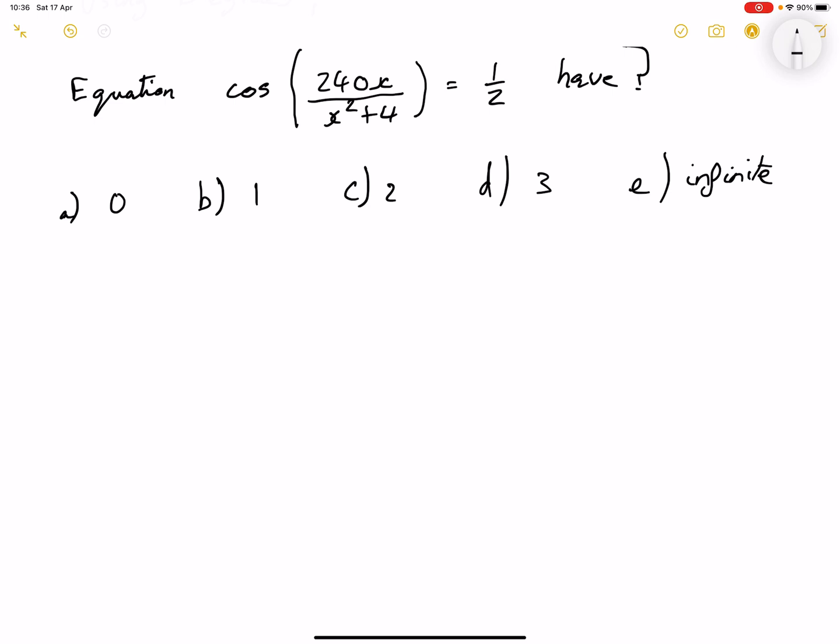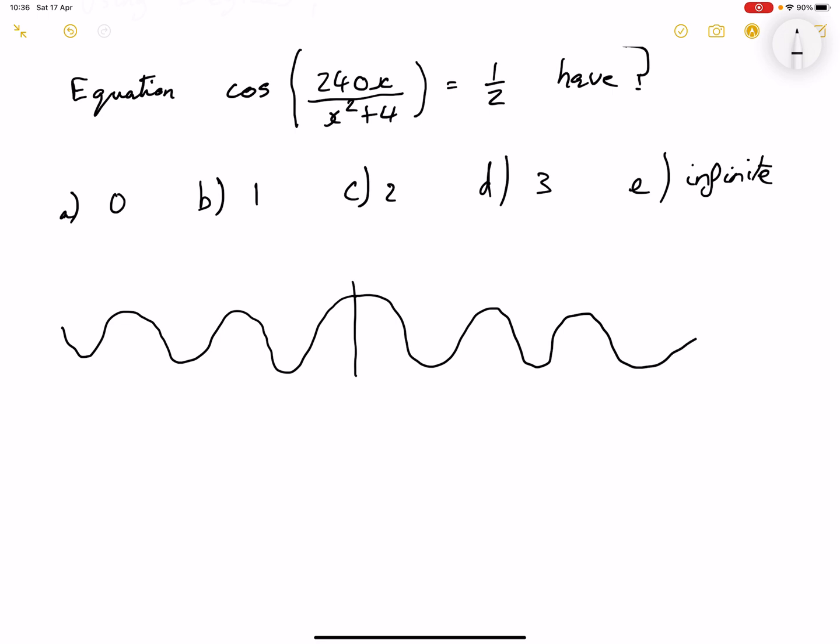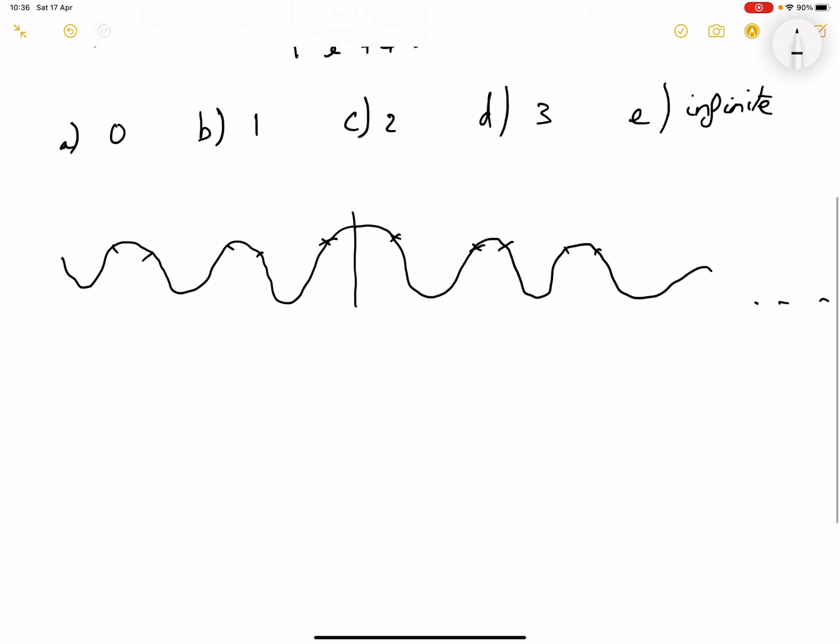The way we're going to attack this, because we know that cos is an even function and continues forever, so it will go something like that. Not well drawn, I grant, but it will keep going forever. So if it has a solution here and here, it will also have a solution here, here, here, and so on. So what we're going to do is find out where the function y equals 240x over x squared plus 4 has maximums and minimums.